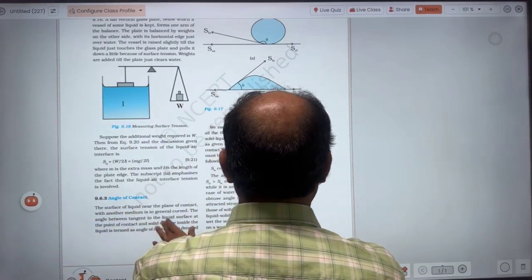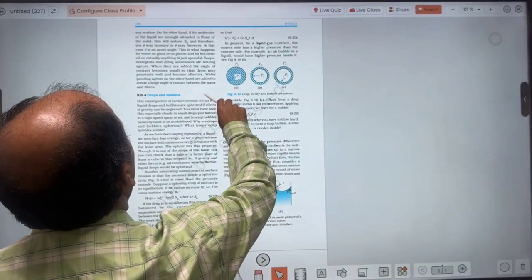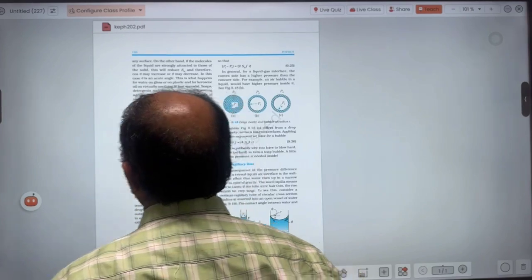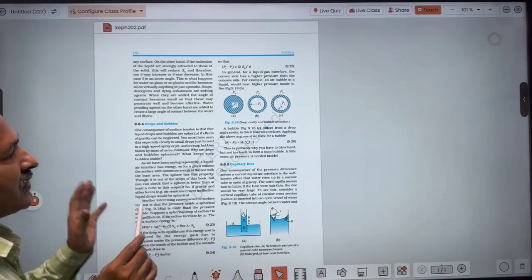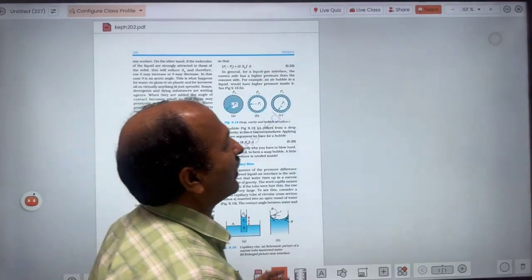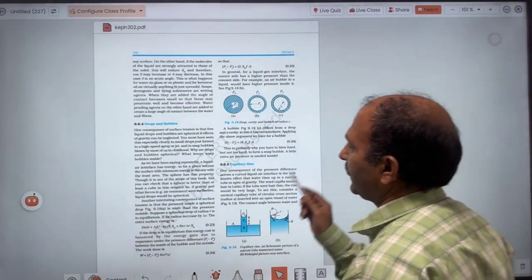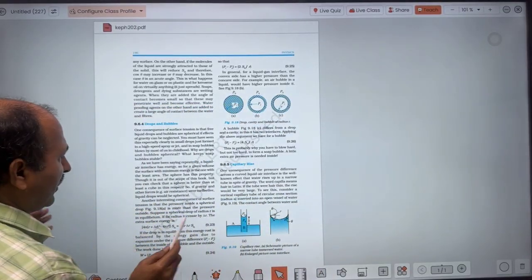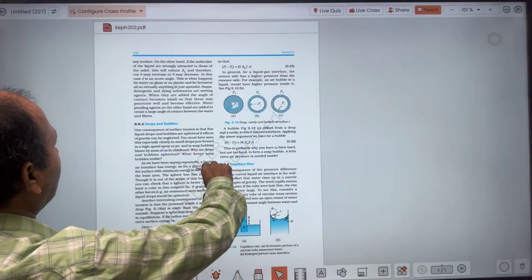So we will see some relations on the basis of this, and the surface tension is also responsible for phenomena like spherical bodies. The drops are spherical because the sphere has the least surface area, so they try to minimize the surface area, and hence they are spherical.